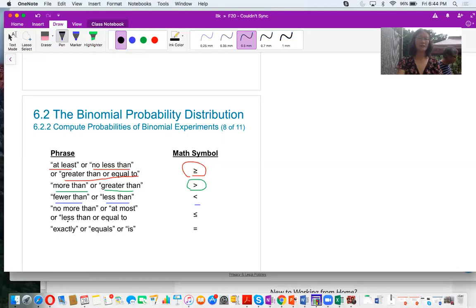And lastly, you have no more than, at most, less than or equal to. You use this one here. So that is the math symbol for some commonly used phrases.